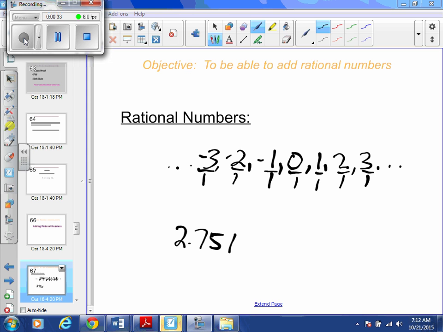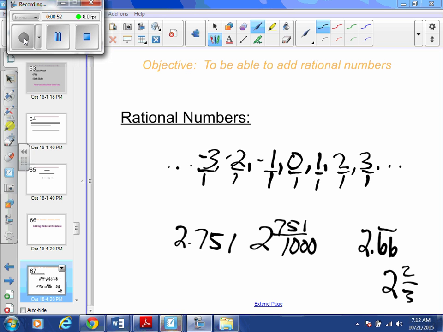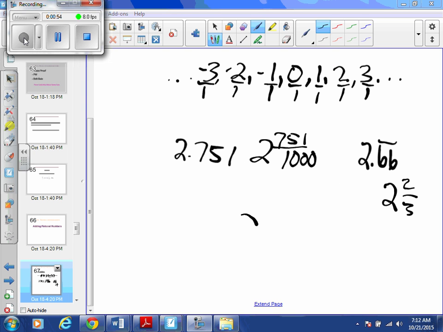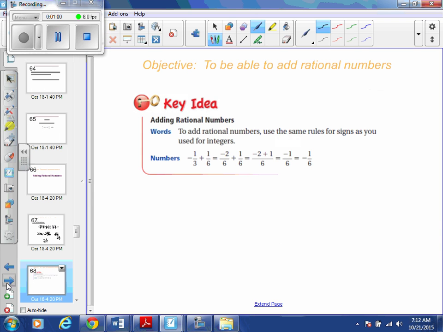Rational numbers also include decimals that end, like 2.751, because decimals that end can all be written as fractions. Rational numbers also include decimals that repeat, because they can be written as fractions. And finally, rational numbers include fractions, because they're already written as fractions.